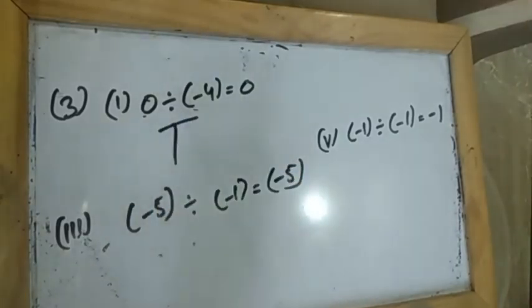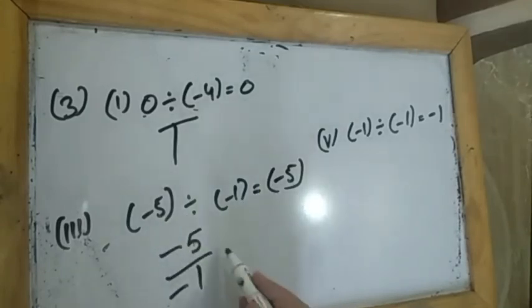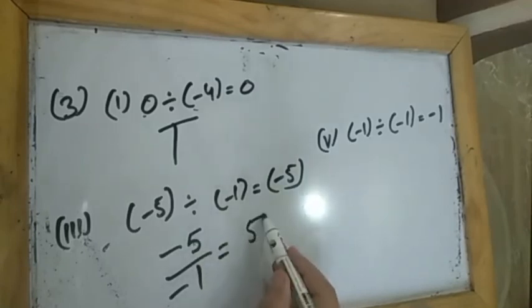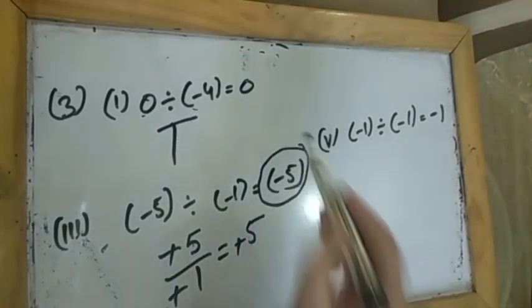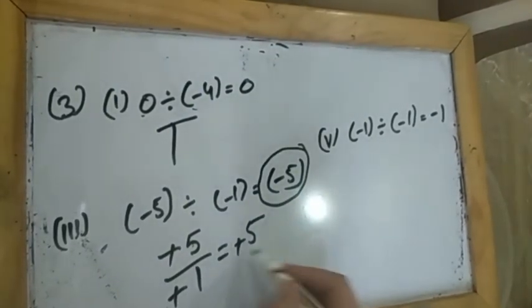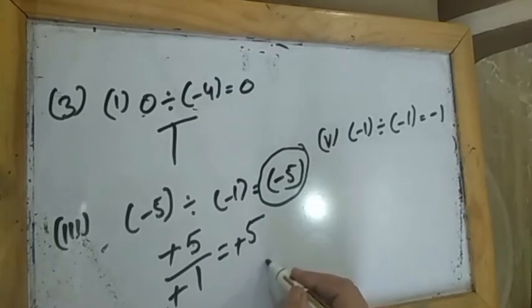So this is true. Now they are saying minus 5 divided by minus 1. So 5 divided by 1 is 5, and the negatives get cancelled, so your answer should be positive 5, but they are saying the answer should be minus 5. So will this be correct? No. So this is a false statement.